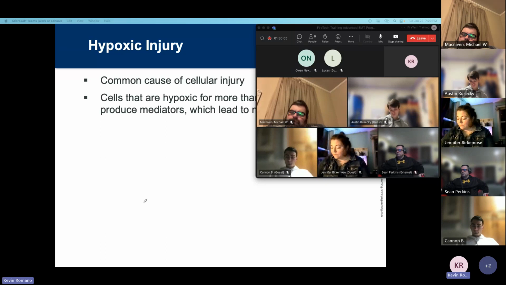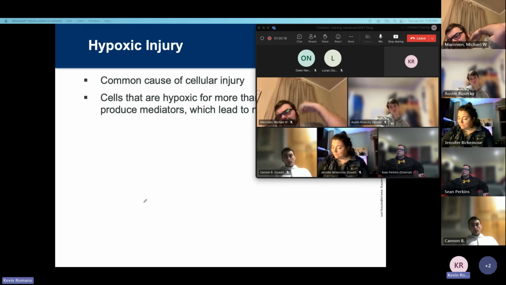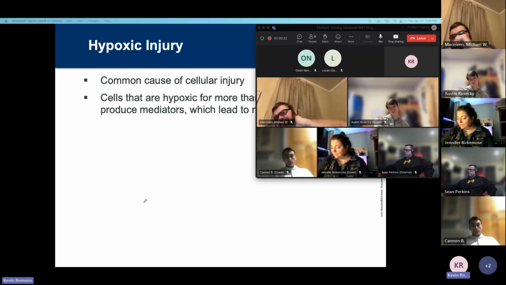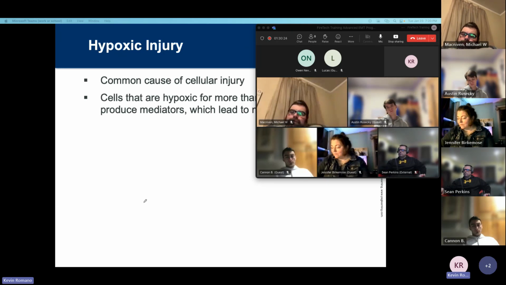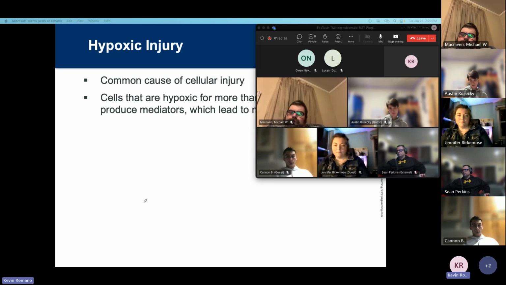Give me one big disease that we come in contact with. Like all the elderly people we come in contact with have this. COPD. Perfect. That's what I'm looking for. COPD, chronic obstructive pulmonary disease. Emphysema, chronic bronchitis, asthmatics. So cells that are hypoxic for more than a few seconds produce mediators, which lead to more cell damage. Free radicals are the earliest and most dangerous mediators produced by cells.